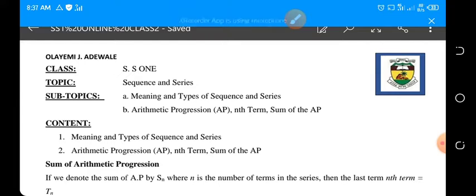Now, we took arithmetic progression. After the explanation, we looked at the nth term, how we can find it: the general pattern of arithmetic progression, the first term, the common difference, and the nth term. The last aspect that we need to look into is the sum of AP. Today, that's what we are going to do, and I want you to listen carefully.